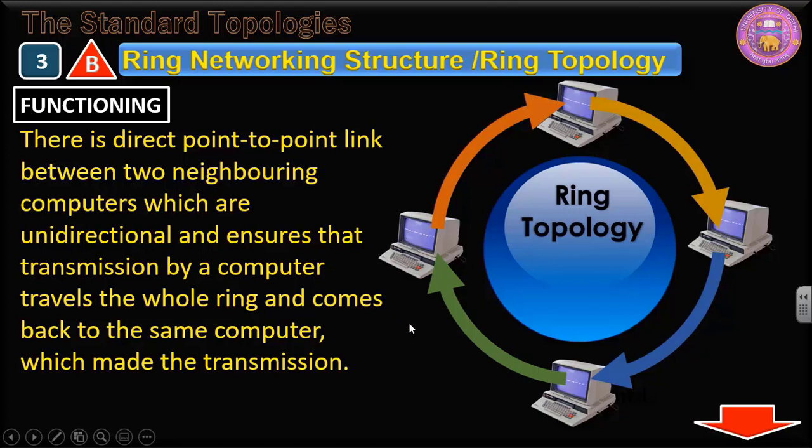And the second point is that when the information goes from one computer to another, the receiver computer receives the information and the same information goes back to the sender. Sender comes to know that information has been given. That is why we have written that transmission by a computer travels the whole ring and comes back to the same computer which made the transmission. It means if any computer has made the transmission, after covering the whole ring area, the same message comes back to the same computer which has sent the message.